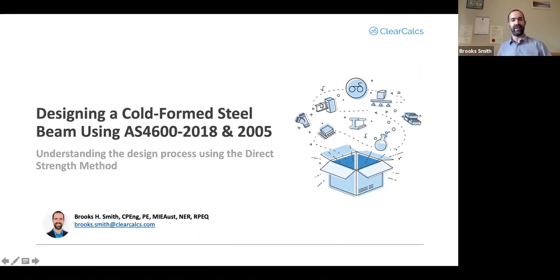This webinar is going to be about designing a cold form steel beam using both AS4600-2018 and AS4600-2005. Specifically, we'll be talking about understanding the design process using the direct strength method. The 2018 and 2005 standard versions are quite similar for the direct strength method. I'll talk about some of the differences, but we'll be actually addressing both in this webinar.